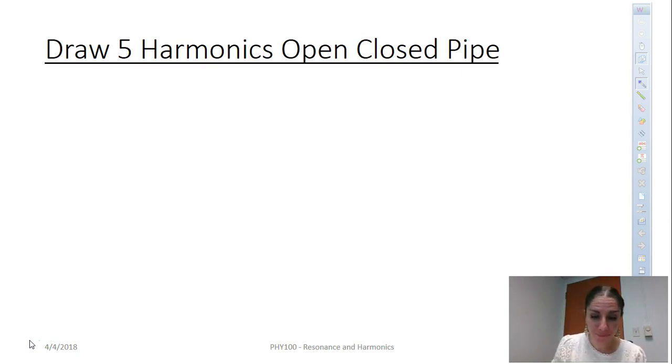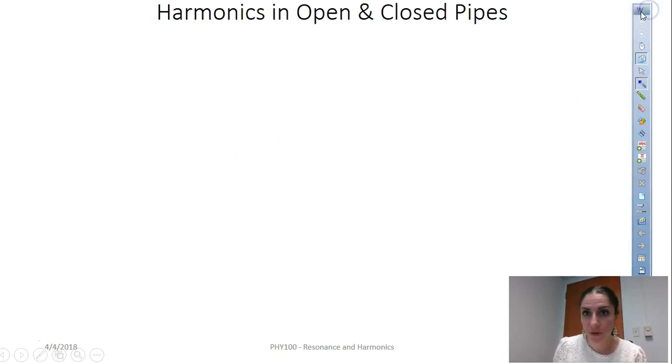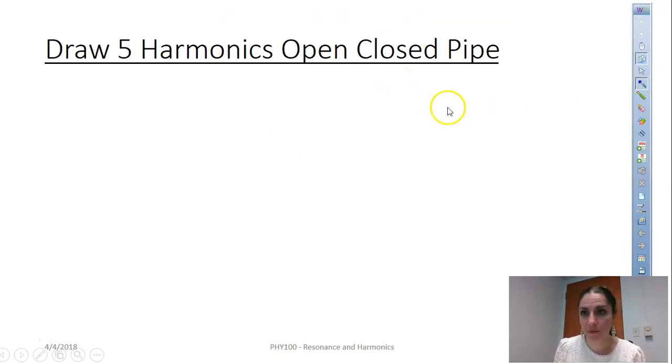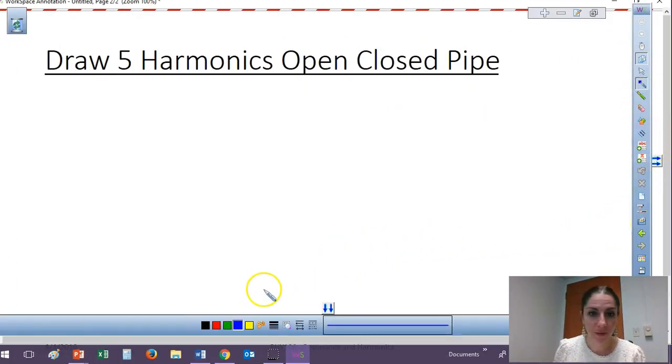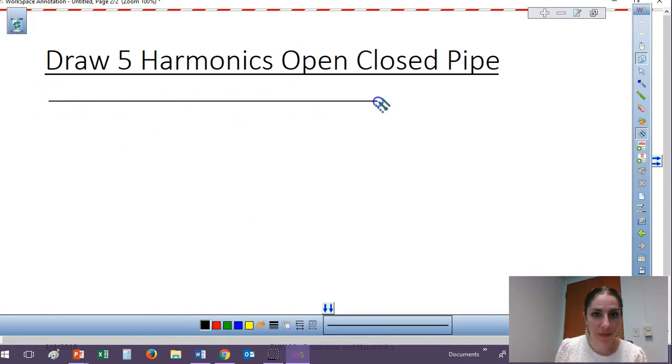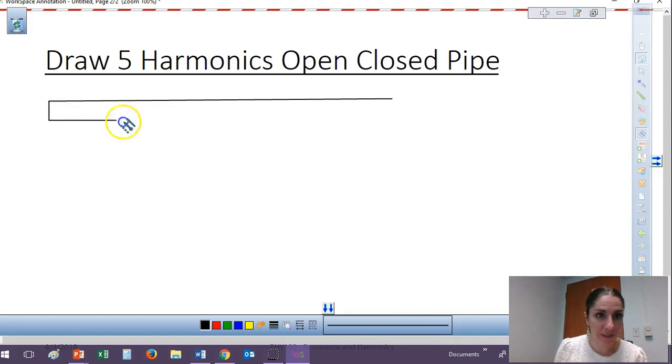So here we go. What I'm going to do is we're going to draw our harmonics in closed pipes. And because I can use nice straight lines, I think I will. Let's change that to black. So closed pipes will look kind of like what you expect. One end will be closed like this, and then one end will be open.